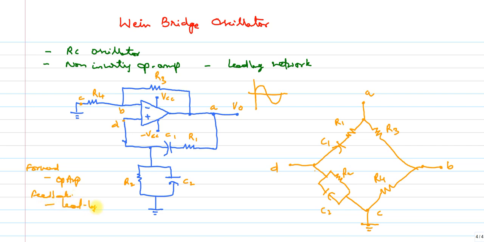So lead lag network. So what does it mean by lead lag network? So this is forward path and this is feedback path. Okay, this part is feedback path. So in feedback path we are having two networks. So those are called lead lag network. So R1, C1 are called lead network. So this particular part is called lead network, and this part is called lag network. So by using lead lag network, we are getting feedback.